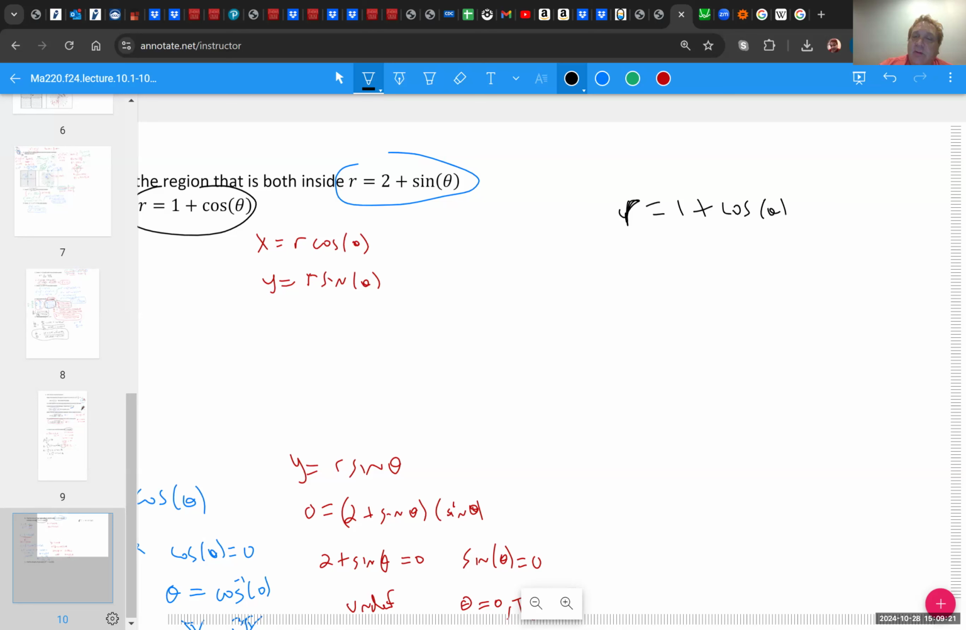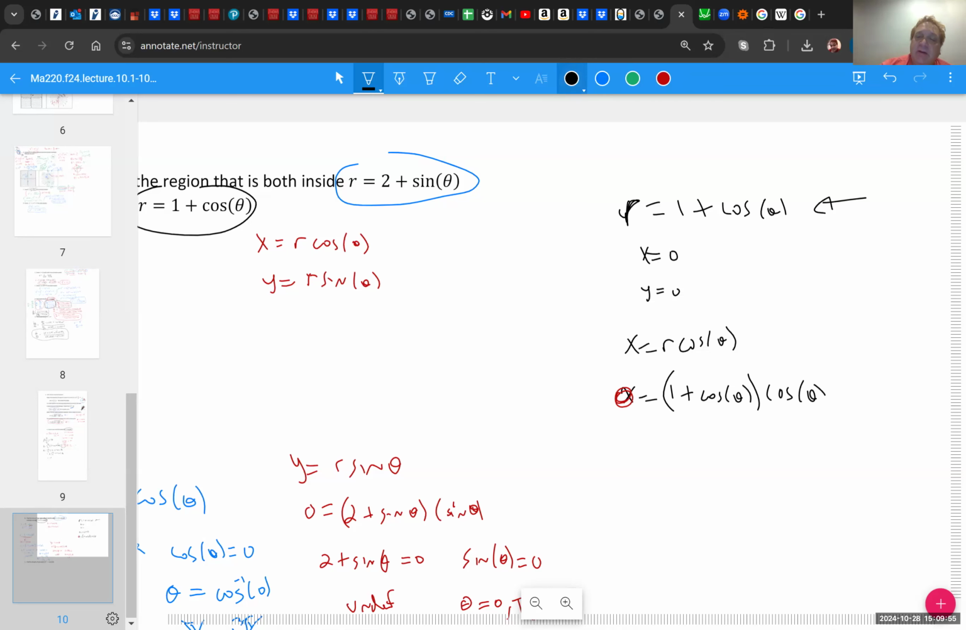And I'm going to find out when x is 0 and when y is 0, because that's where the two graphs intersect on our graph. I know x is r cosine theta. And I know r is 1 plus cosine theta, because that was given to me. So I get r times cosine theta, which is 1 plus cosine theta times cosine theta. And I want x to be 0. So 0 is equal to r cosine theta, or 1 plus cosine theta times cosine theta.